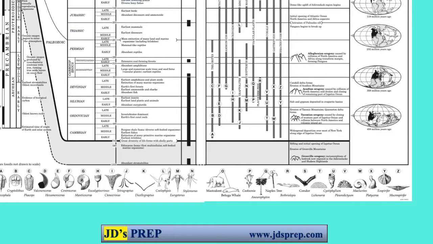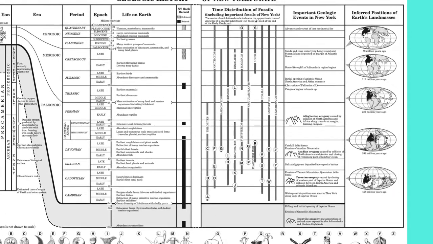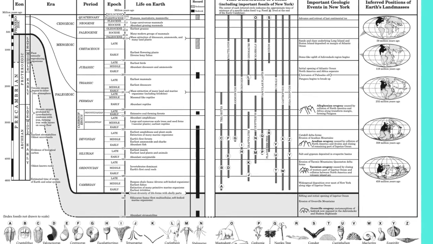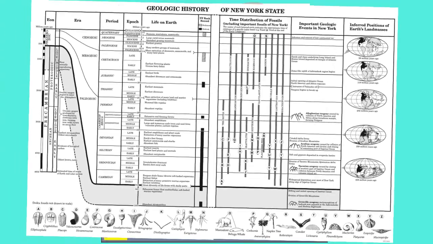The next question asks, which New York State index fossils, we're looking for 2 of them, are most closely related to the corals that were radioactively dated in this study. So let's look at the geologic history of New York State to find out some index fossils.